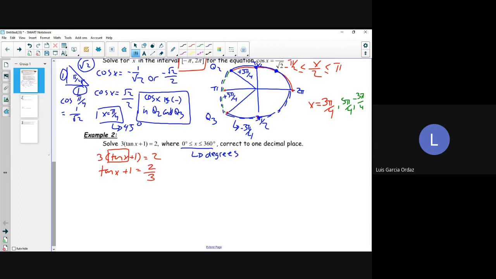And then the next step is we're going to move the positive 1 over. So we get 10x is equal to 2 over 3 minus 1. And when we simplify that, we get 10x is equal to -1 over 3. But because there is no special angle that gives us a ratio of -1 over 3, what do you think we would have to do?